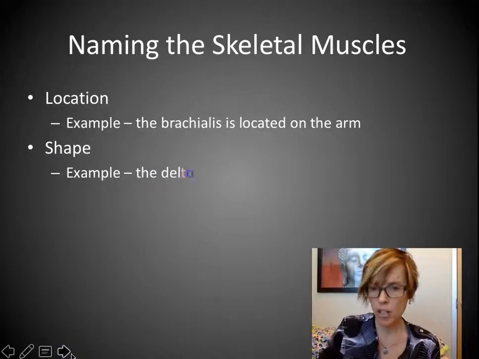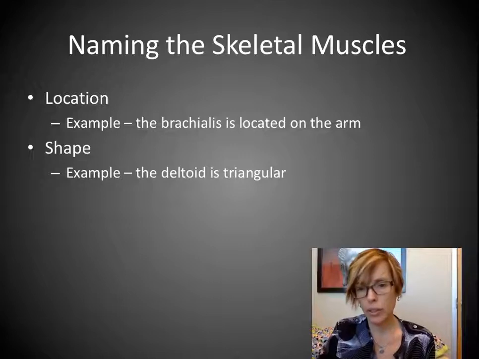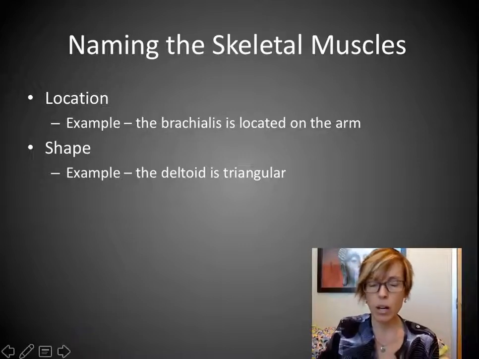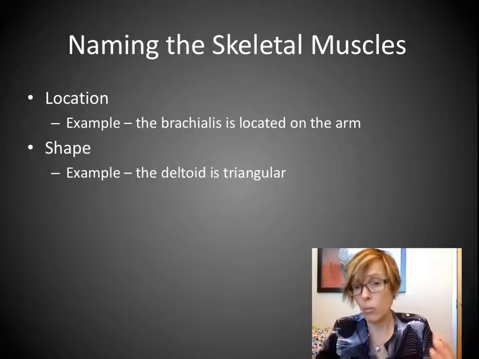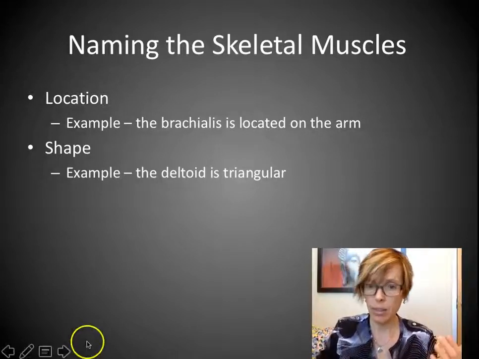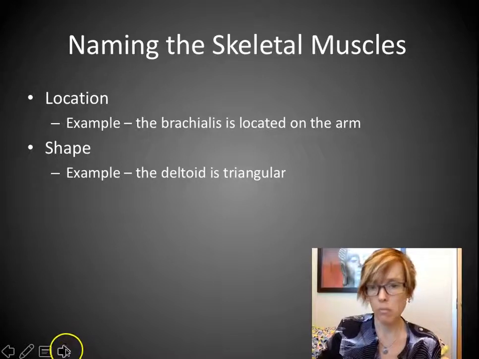Sometimes we talk about the shape of the muscle. So deltoid is triangular. We have our rhomboid major and minor on our backs. It's because it's a rhomboid shape. So things like that. Okay. Sometimes we just name it for what it looks like.